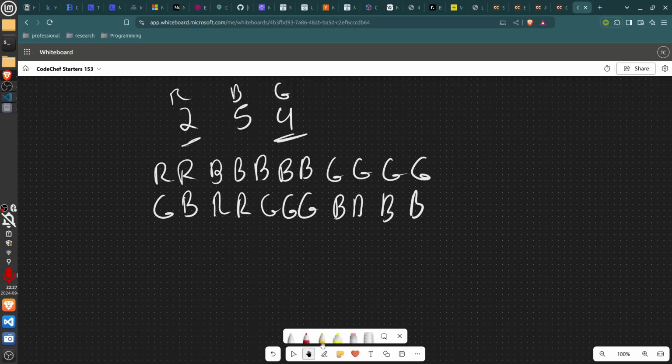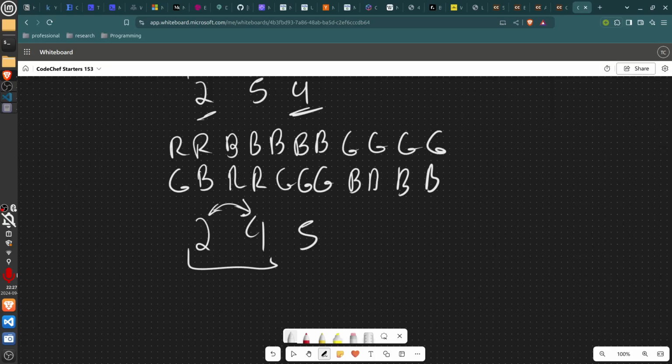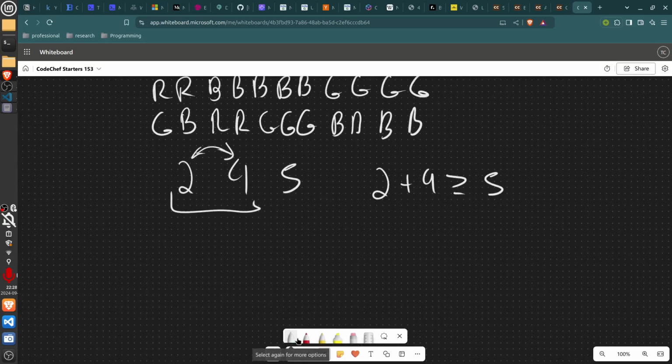All you had to do for this one is realize that if you sort this, 2, 4, 5, it basically is going to work as long as this prefix sum, the sum of the two smaller elements, is greater than or equal to the largest value. I don't have an exact proof, but if this is 5 or greater, that means I can distribute all of the red and green into this one.